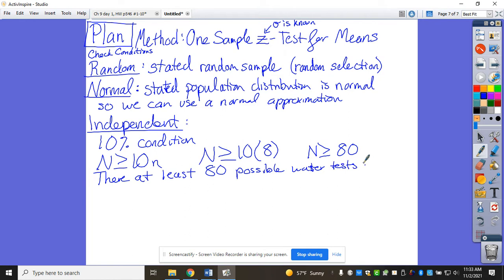How do I need to finish that? Using water from Miller Creek. So make sure you specify Miller Creek.